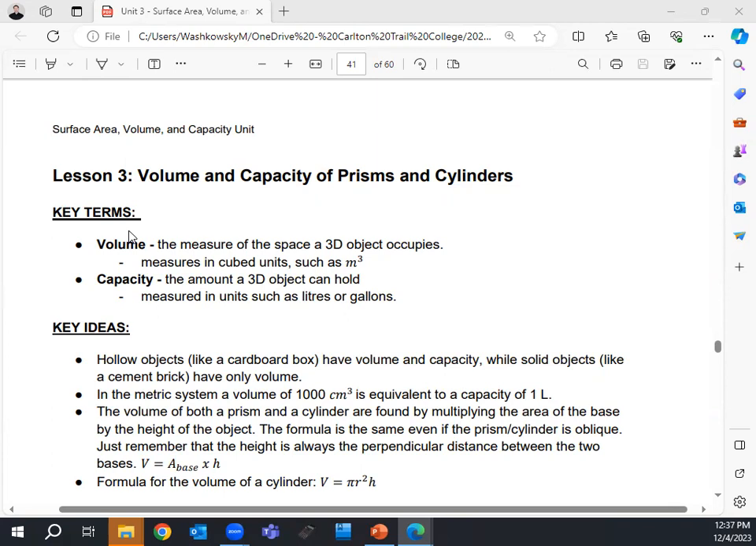So volume is how much air is in here. Capacity is how much it can hold. How much liquid can this hold? Usually we use liters or gallons or milliliters, right? Sometimes you see ounces too, but we have measurements that show liquid. So capacity is showing how much it can hold. Volume is showing how much space is in there. They are a little bit different.